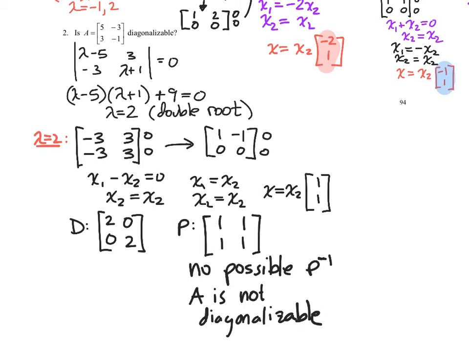So, double root, that's the problem. What we need, again, is if we have n columns, so an n by n matrix, the number of distinct real eigenvalues must be n. I have 2 columns here, so I need 2 unique real eigenvalues. I do not have 2 unique eigenvalues. I have 2 eigenvalues, but they're not unique.